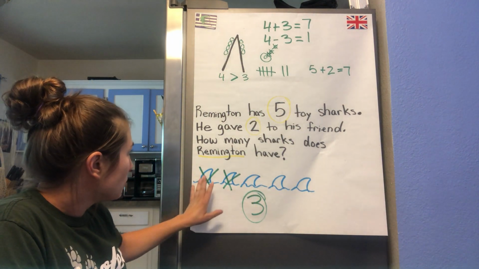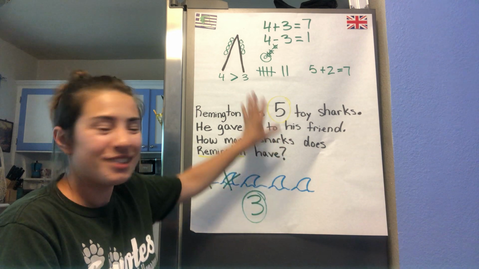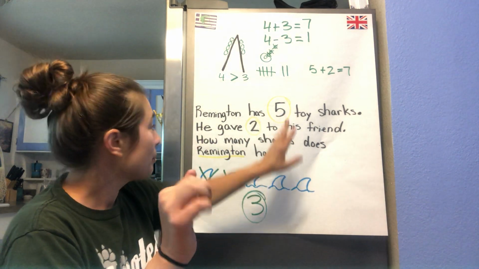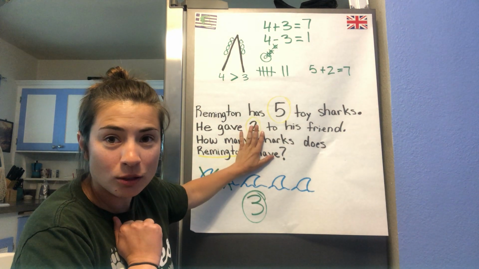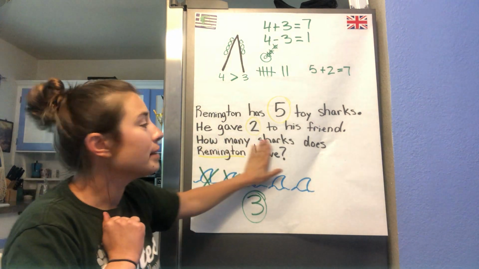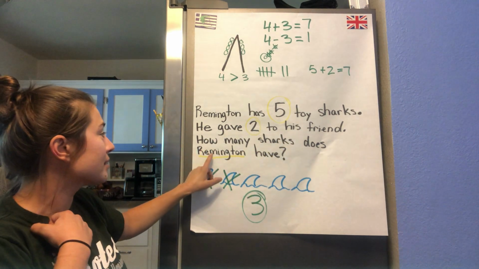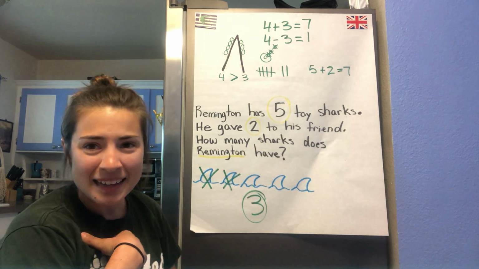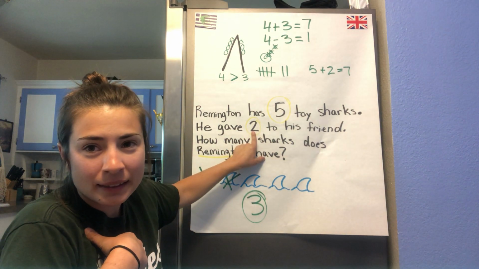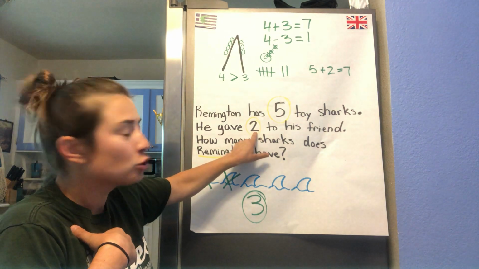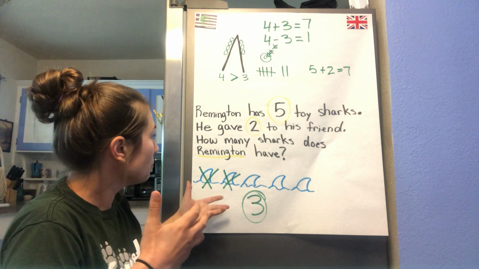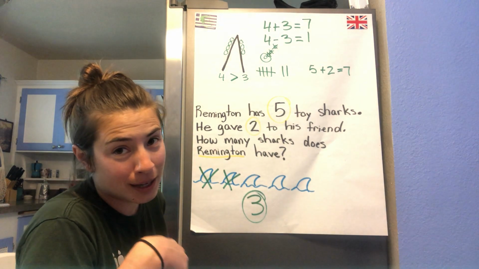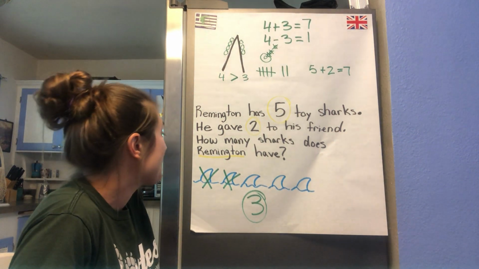So that's another strategy to use when trying to figure out word problems. Remember, pay attention to the numbers that the word problem is talking about, and what is the question asking. It didn't ask, how many sharks does Remington's friend have? It didn't ask that because it told us right here. We know that his friend now has 2 sharks. Okay, how many sharks does Remington have? That's what the real question was in this scenario.